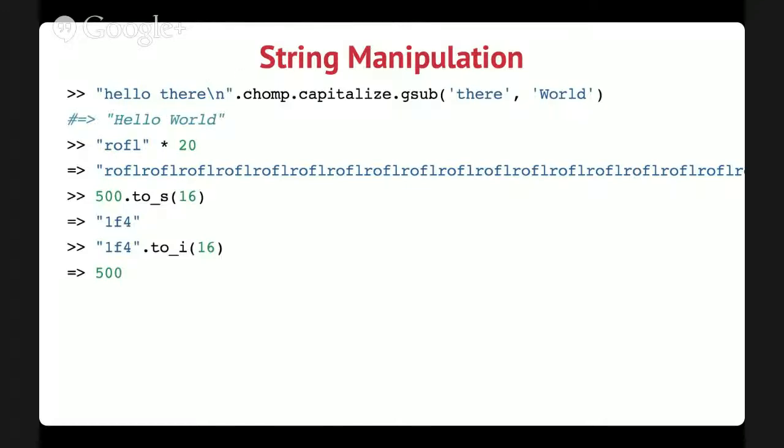We have handy methods like chomp, which removes a new line from the end of the string if it's there. So that's handy when working with user input. You don't want extra new lines hanging around. You just quickly call chomp on a method on the string.